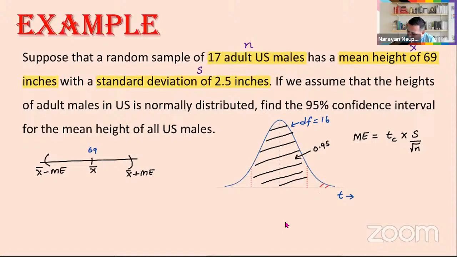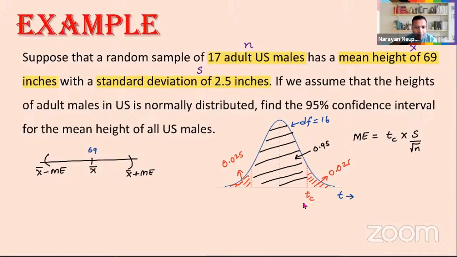So the remaining area on the tails is the 5% area. And that 5% is divided into two parts. That means you have 2.5% on each tail. 0.025 on this side, also 0.025. And the value here is the T critical. That is your T critical.